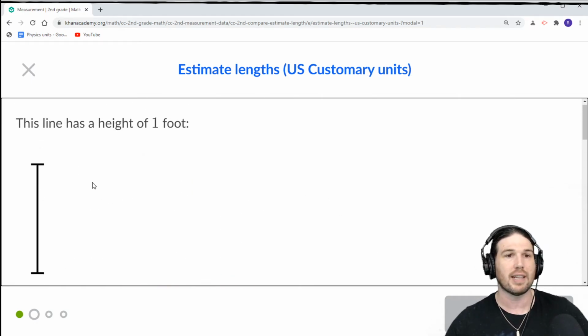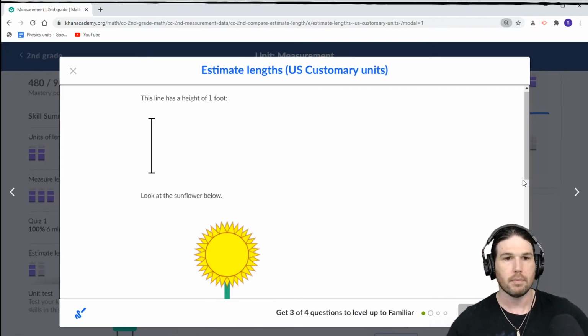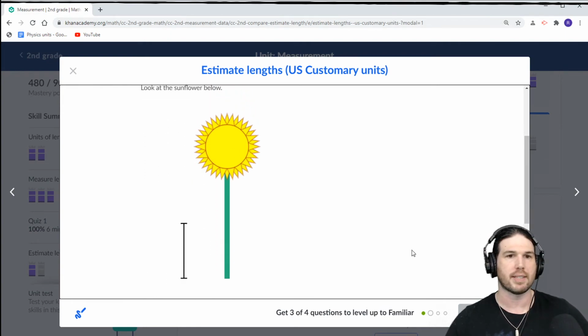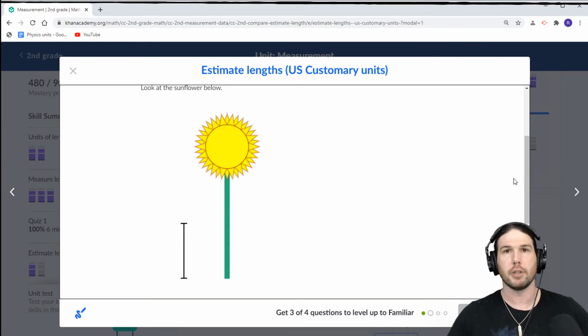So if this line has a height of 1 foot, let's look at this sunflower. And about how tall is the sunflower? I'm going to say it's probably between 3 and 4 feet tall, which is actually kind of short for a sunflower. I have some sunflowers that my neighbor grows in my neighborhood, and some of them are more than 2 feet taller than I am. It's kind of awesome. They're like 7, 8 feet tall.